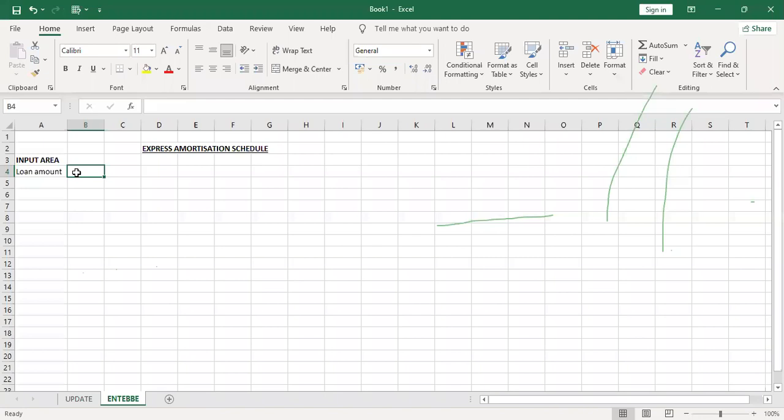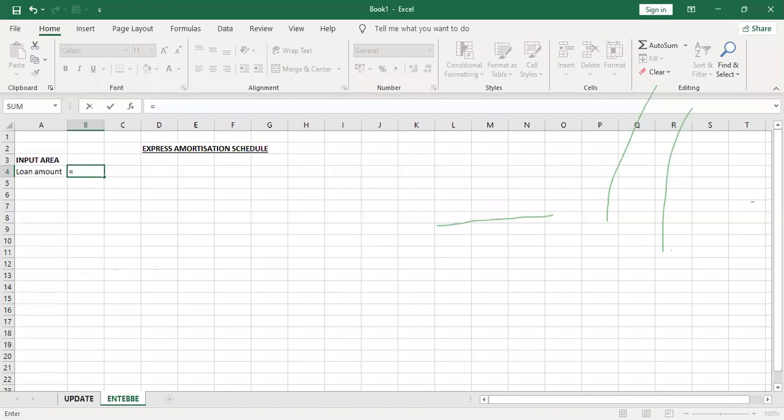Okay, let me simplify things. We are on the Entebbe worksheet, not so? You have typed the word loan amount under cell A4. Then click on cell B4, that's where we need the loan amount. Press equals. Now go at the bottom and click on the update worksheet.